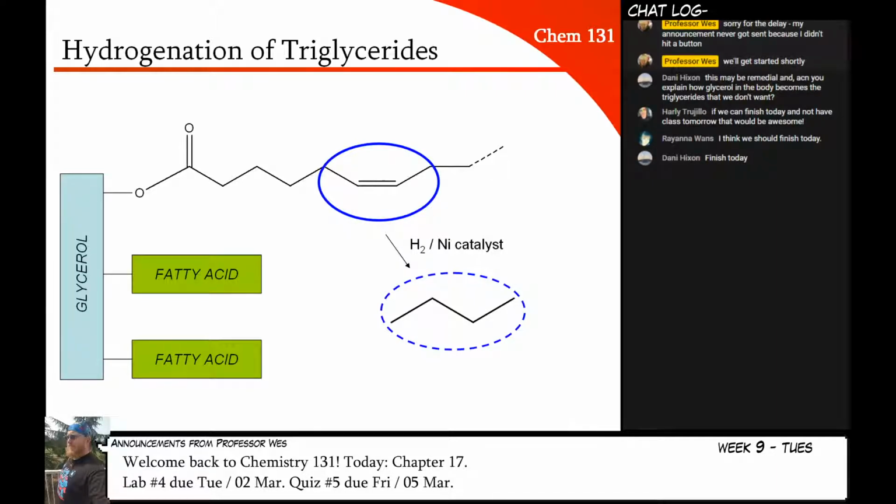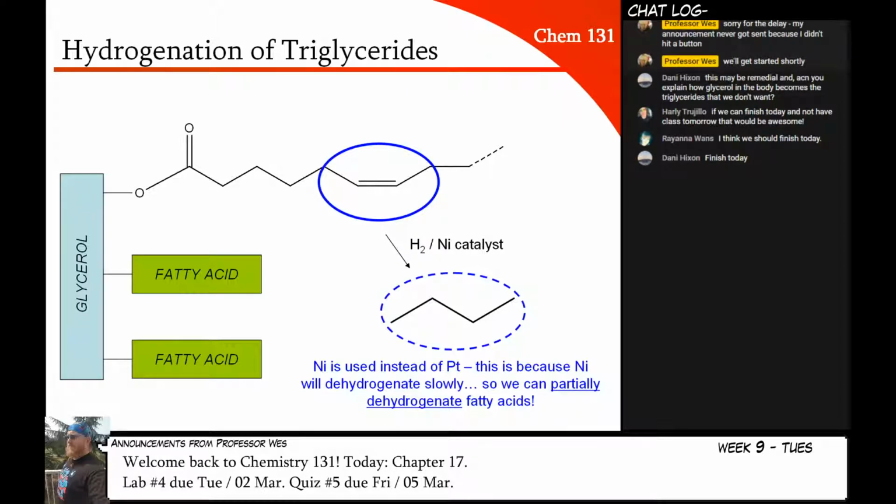Now, the reason that nickel is used is because nickel is much more slow than platinum is. Platinum is very rapid at dehydrogenation. This is very good. But nickel is not as effective. It's much more slow. Now, the result of this is that when using nickel, you have a lot more control over when the process is done. So you get partially dehydrogenated fatty acids.